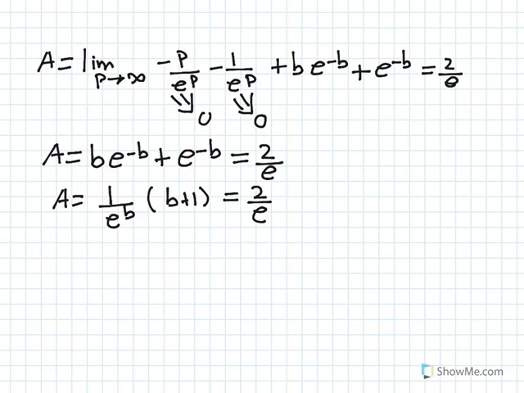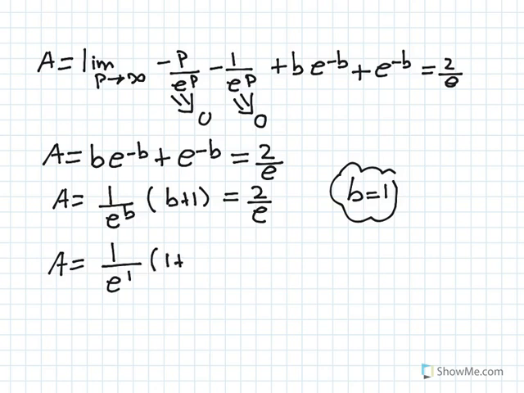So looking at this, why don't we try b equals 1? There is our idea. And let's check it out, see if it works. Area is equal to 1 over e to the 1 times 1 plus 1. And what is this equal to? 1 plus 1 is 2. 2 over e equals 2 over e.